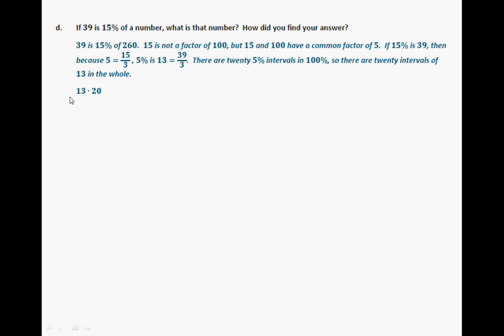So here's another way of thinking of it. 13 times 20. 13 times 2 times 10. So this is easy. 2 times 13 is 26. And 26 times 10 is 260.